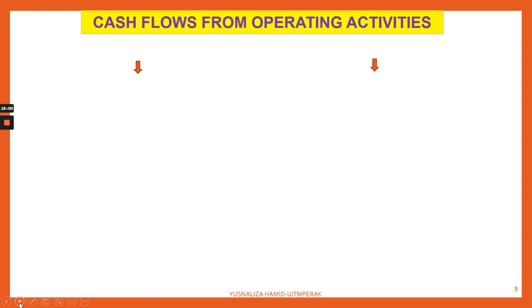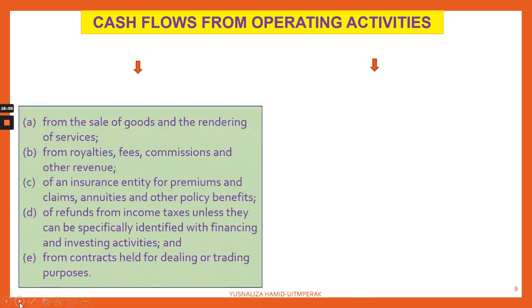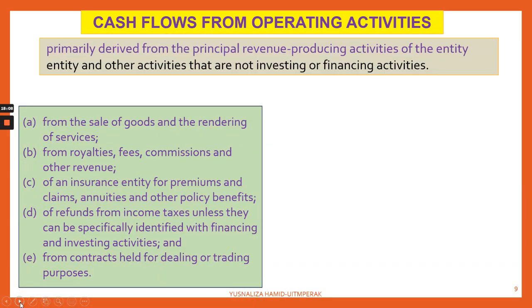So now we look at the first section of the statement of cash flow, which is cash flow from operating activities. Cash flow from operating activities are from the principal revenue producing activities of the company and other activities which are not investing or financing. So the best thing to do is for us to look at what are financing activities and what are investing activities. Whatever is not investing or financing activities is going to be put under operating activities.